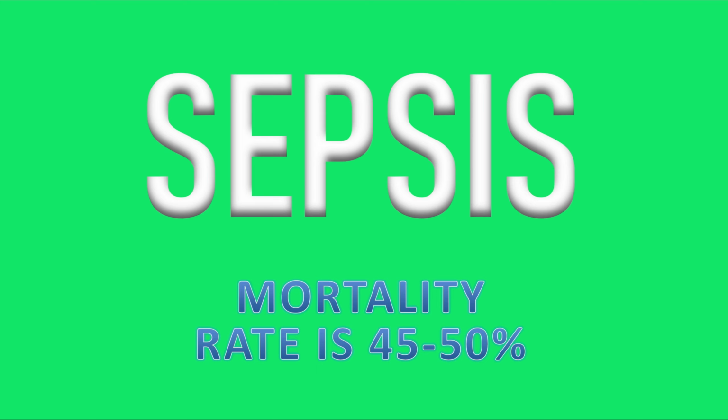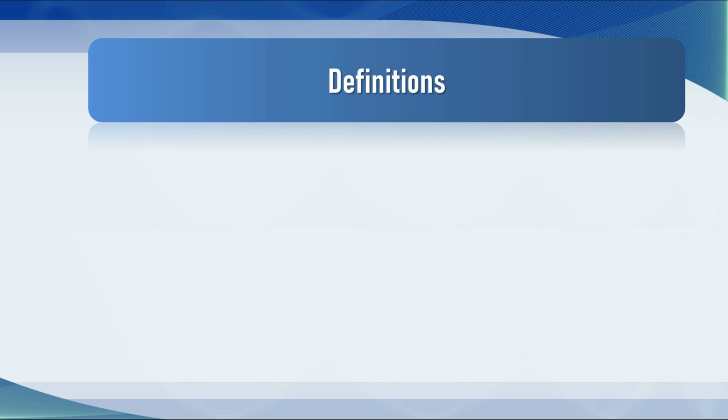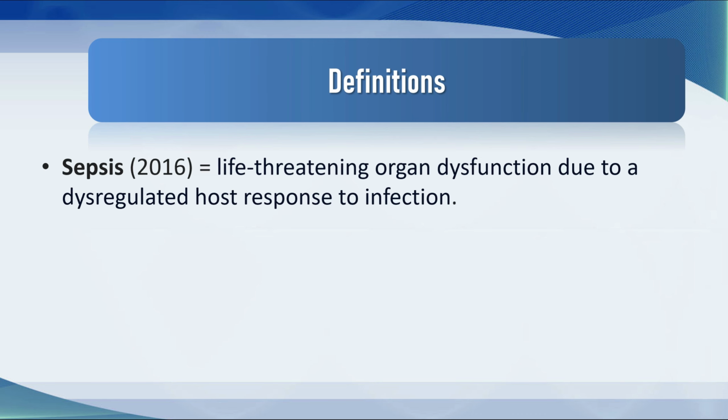But when patients get into the state that we have seen in each one of these cases, the mortality rate is really high. In terms of definitions, they're only sort of helpful. The current definition of sepsis is that it is a life-threatening organ dysfunction due to a dysregulated host response to infection. I'll explain this in a minute.